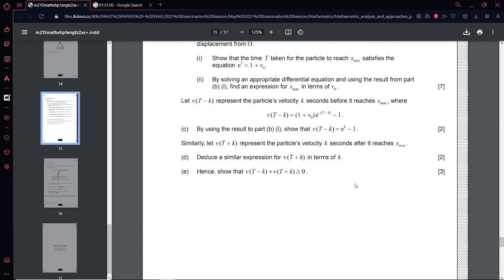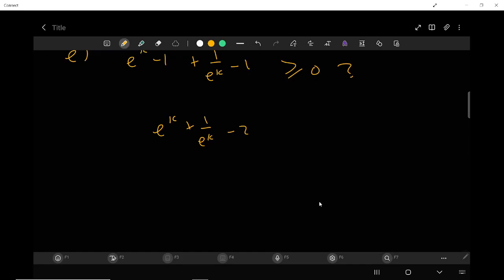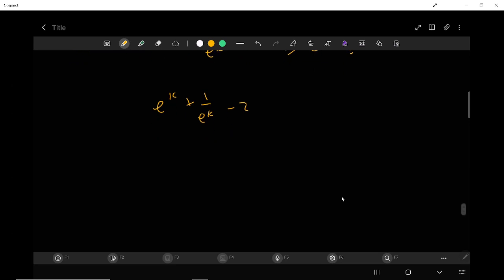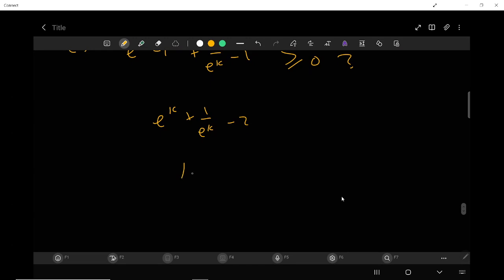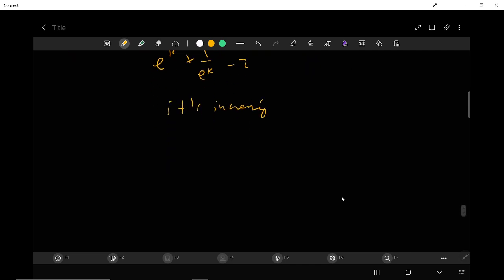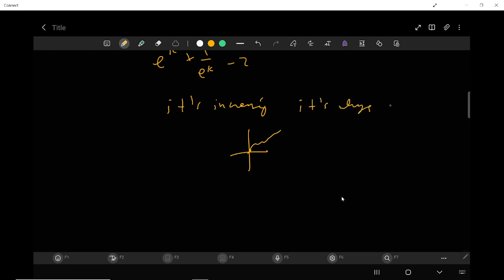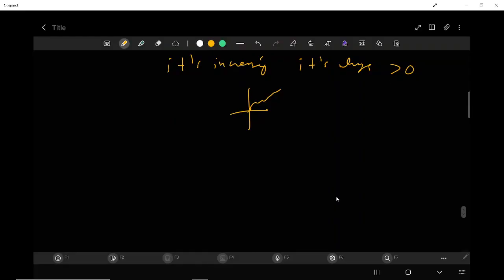Okay, I'm not too sure about E, so I'm going to skip it. But I'm guessing, could you just plot this probably? For example, when k is 0, this would be 1 plus 1 minus 2, which is 0. When k is 1, this would be e plus 1 over e minus 2, that's more like 2.7 plus 0.5 minus 3, so that'll be greater than 0. Then you could just argue that it's always greater than 0. We see it's increasing. So pretend I've made a plot and say it's always greater than or equal to 0.